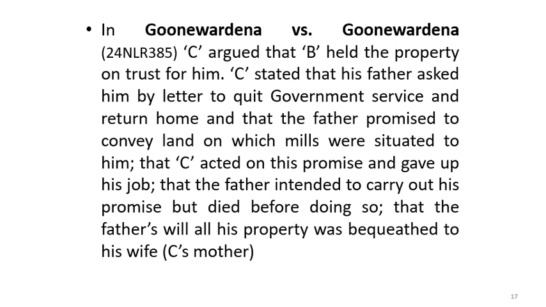Now we will see Gunavatana versus Gunavandra. Now in this case, C argued that B held the property on trust for him. C stated that his father asked him by letter to quit government service and return home, and that the father promised him he would convey the land on which the mill was situated to him. That C acted on his promise and gave up his job. That the father intended to carry out his promises but died before doing so. That in the father's will, all his property was bequeathed to his wife, that's C's mother.